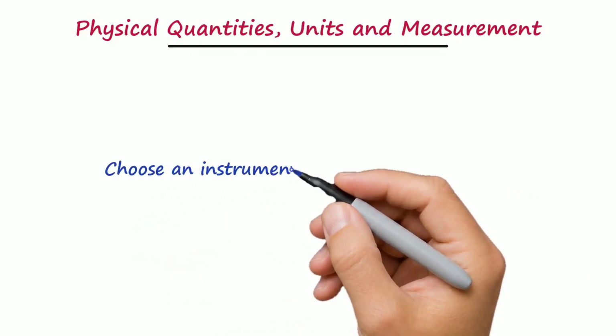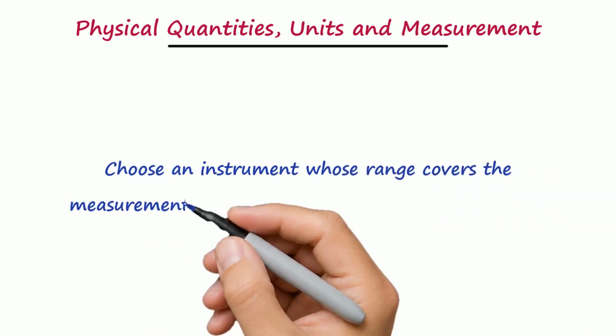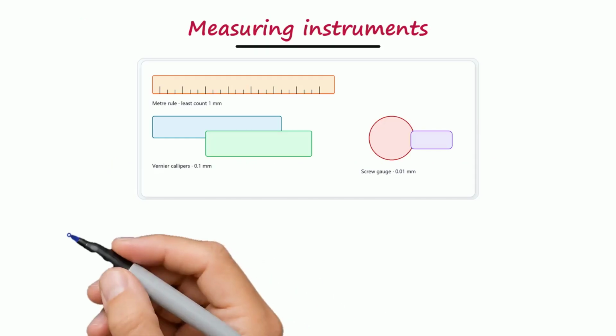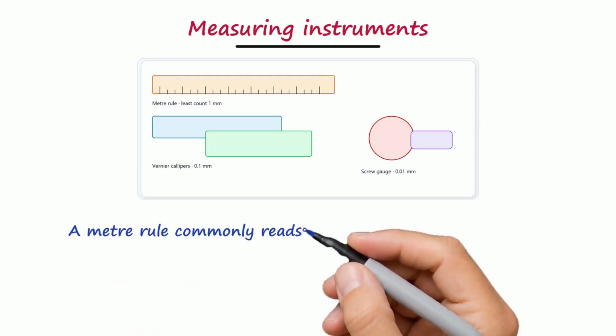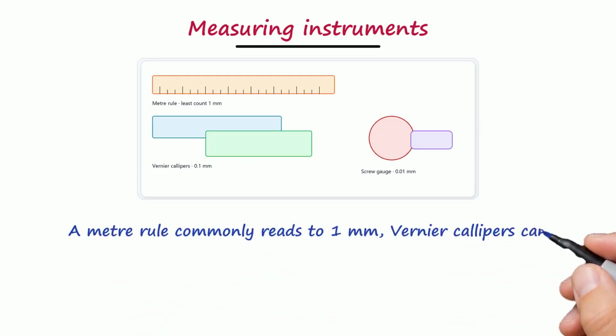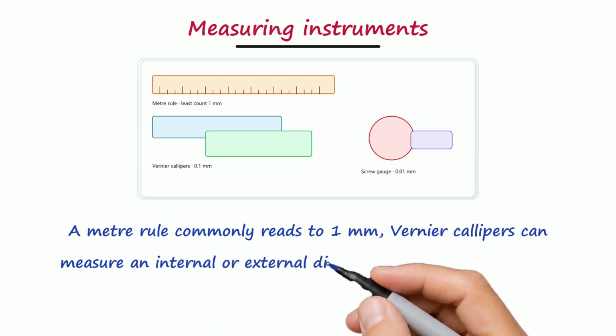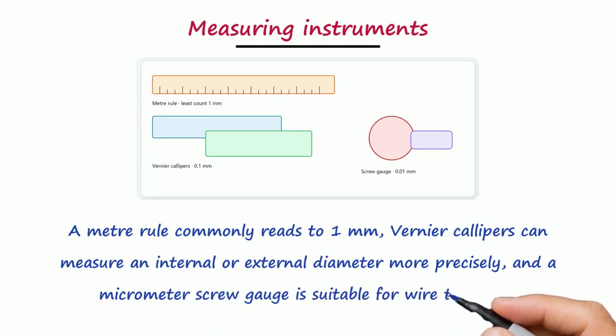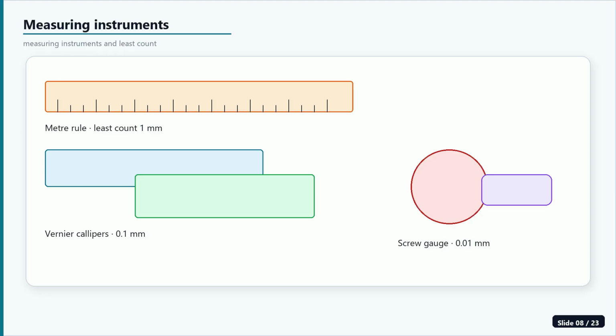Choose an instrument whose range covers the measurement and whose resolution is sufficiently fine. A meter rule commonly reads to 1 mm. Vernier calipers can measure an internal or external diameter more precisely, and a micrometer screw gauge is suitable for wire thickness. Compare the least counts on each instrument. Smaller least count means finer resolution. That is why a screw gauge beats a meter rule for thin objects.